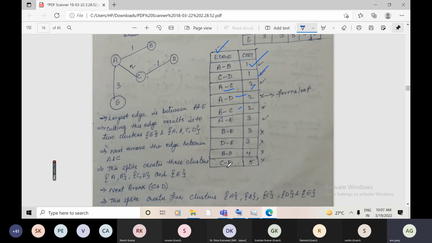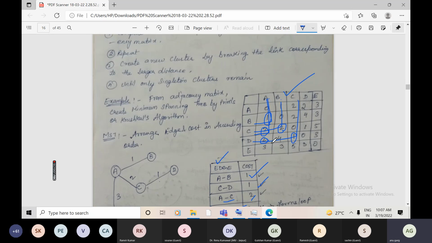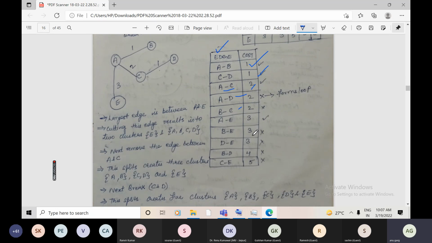Similarly, you write down all the edges for all costs 1, 2, 3, 4, 5. What are all the edges coming and their cost? Next, draw the minimum spanning tree. How do you draw? First, draw an edge A to B. So you have A and then B. We have drawn one edge. Similarly, then C to D.